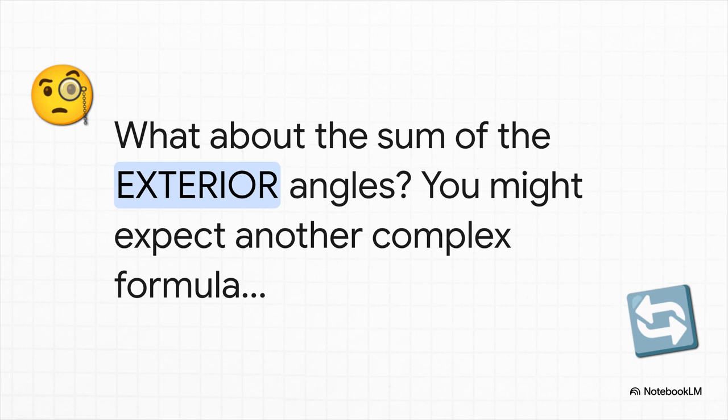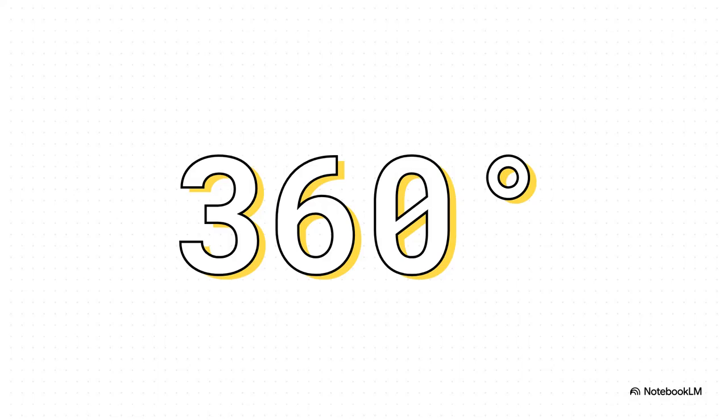Okay, so we've got the inside of the shape all figured out, but what about all those exterior angles on the outside? You'd probably expect another complicated formula for that, right? Nope, it's way simpler. It's always 360 degrees. I don't care if it's a triangle or a shape with 100 sides. If you imagine walking around the perimeter of the shape, the total of all the little turns you make at each corner will always bring you back in a full circle, 360 degrees.